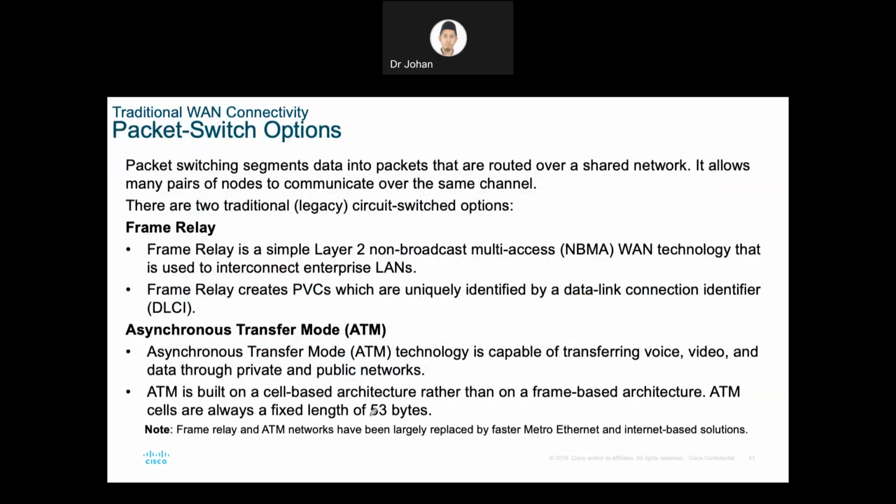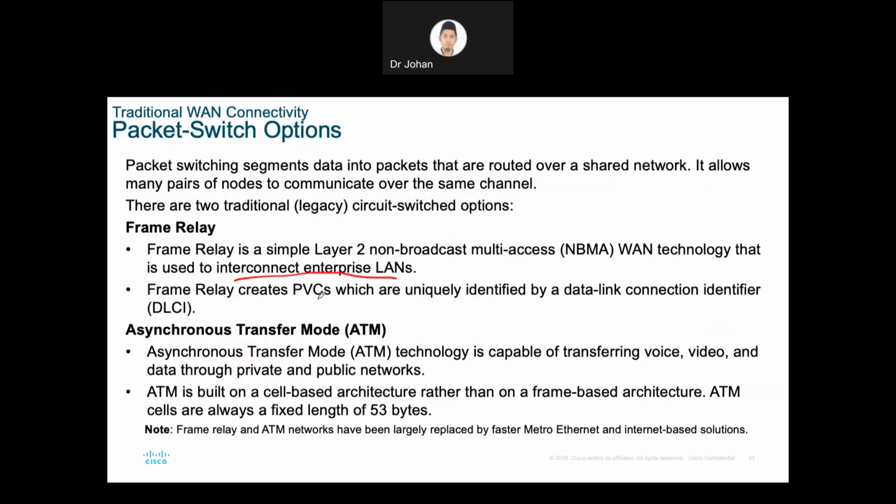Packet switched options. Packet switching segments data into packets that are routed over a shared network. It allows many pairs of nodes to communicate over the same channel. There are two traditional legacy packet switched options: Frame Relay and ATM. Frame Relay is a simple Layer 2 non-broadcast multi-access, NBMA, technology that is used to interconnect enterprise LANs. This is an old technology for WAN using packet switching.